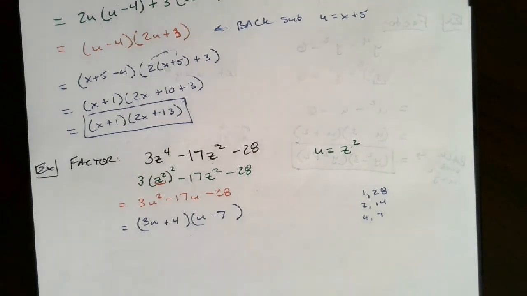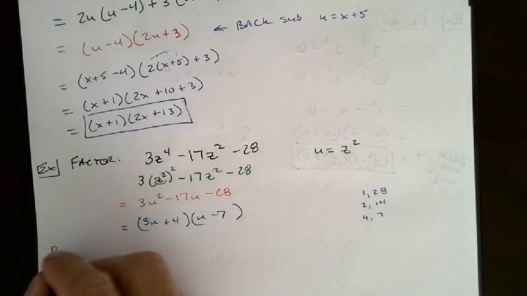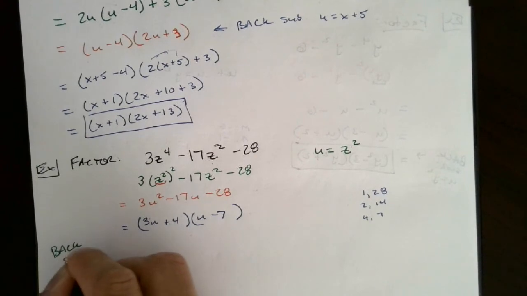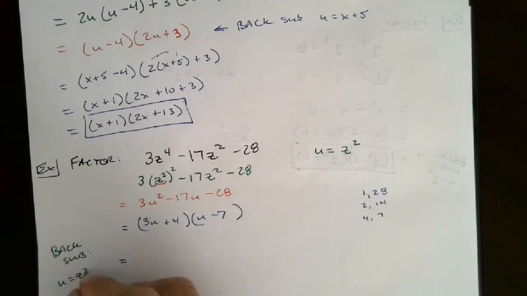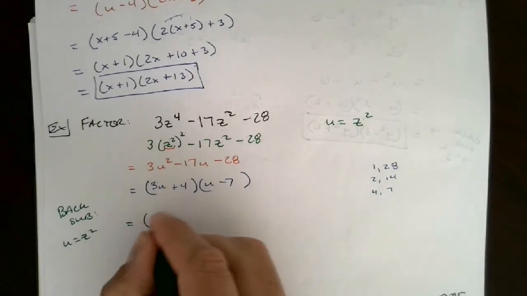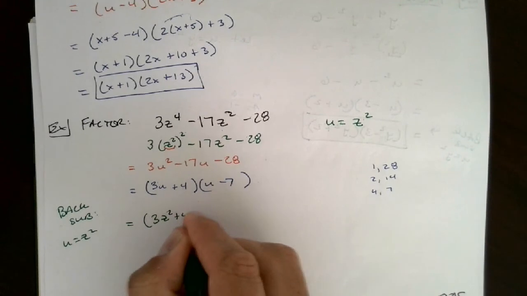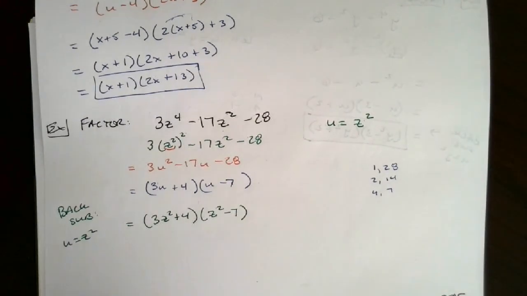Once you have this, remember what your goal is. It's really to factor the expression with z's in it. So now we'll back sub here. Remember you're back subbing u equals z squared. So back subbing u equals z squared, this ends up being 3z squared plus 4 times z squared minus 7.